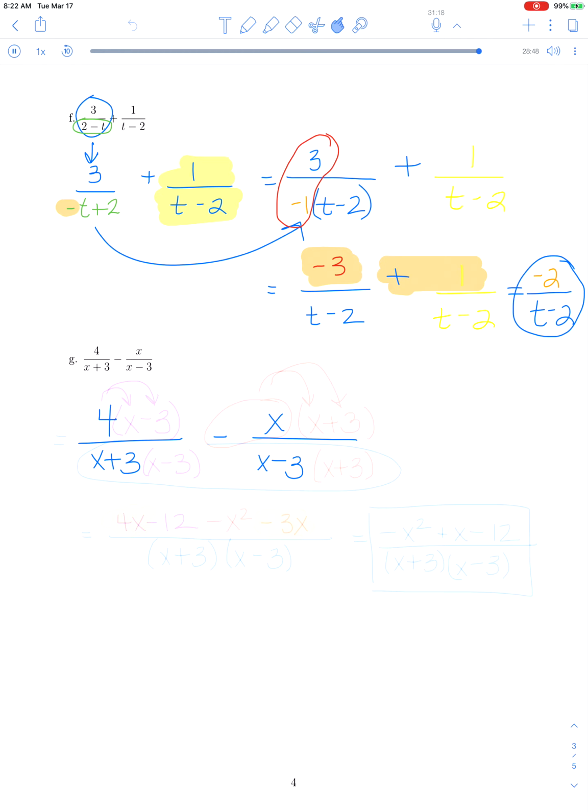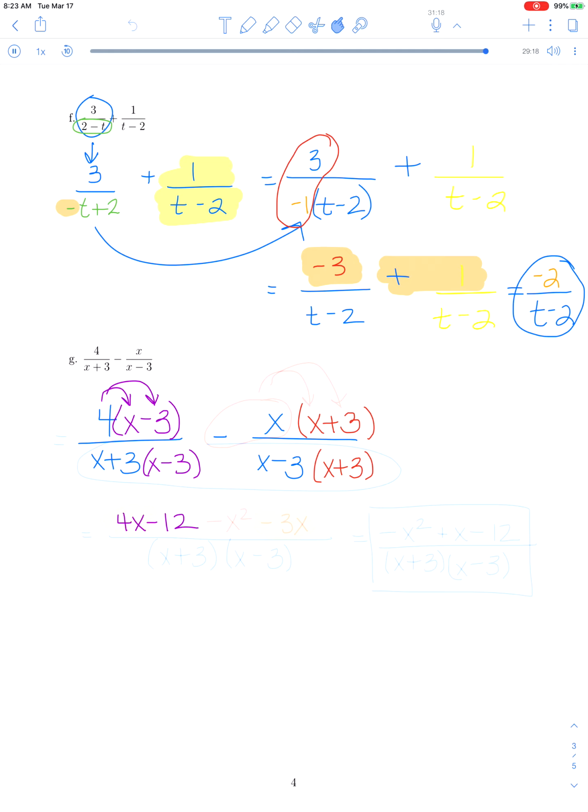Well, the first fraction already has the x plus 3. It's missing the x minus 3. So we can multiply the top and the bottom by an x minus 3. Well, then that means I would need to multiply out the 4 that's on top to get 4x minus 12. On the second fraction, I have the x minus 3. I'm missing the x plus 3 that would need to go on the top and the bottom.